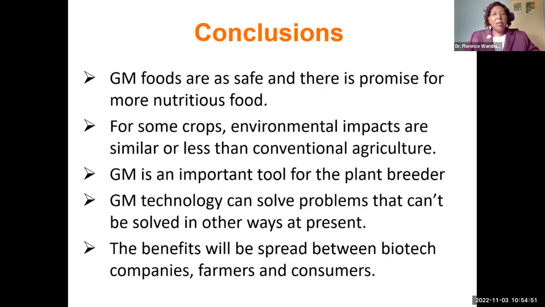Now, for most crops, environmental impacts are similar to or less than conventional agriculture. It means for some crops, environmental impacts are similar or less, depending. For example, if you look at cotton, 60% of the cost in cotton is really just protecting it from insects and pests.